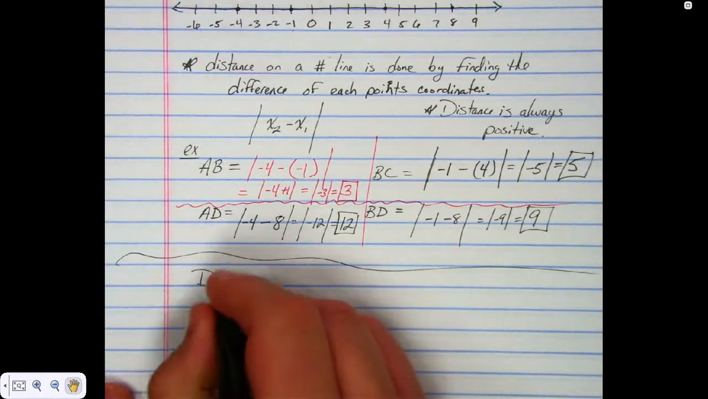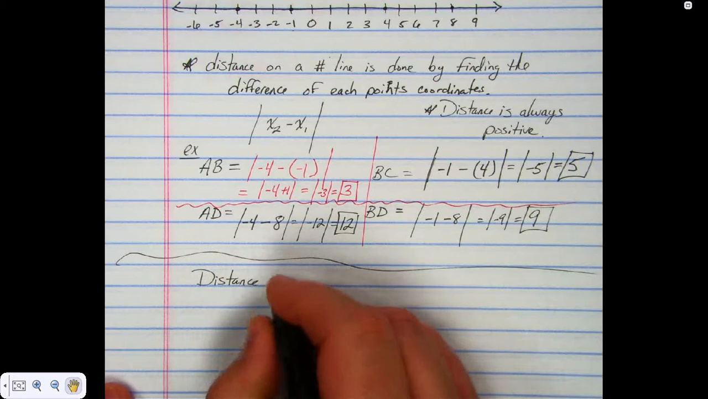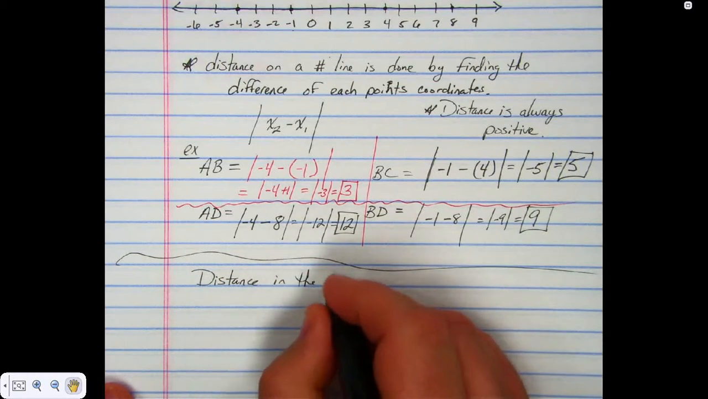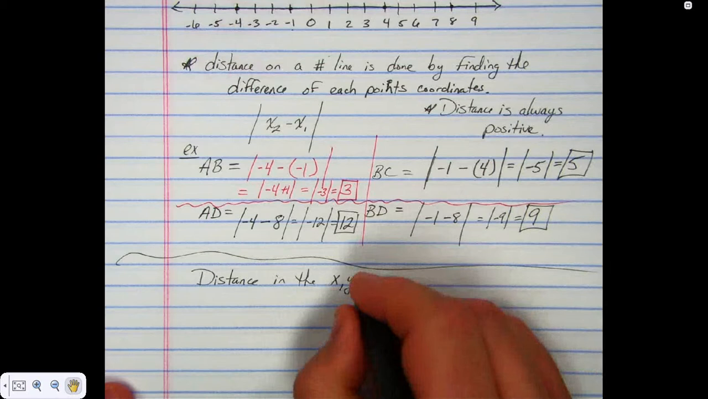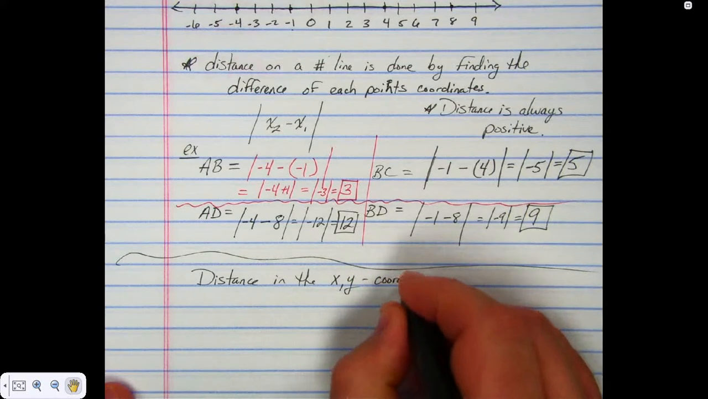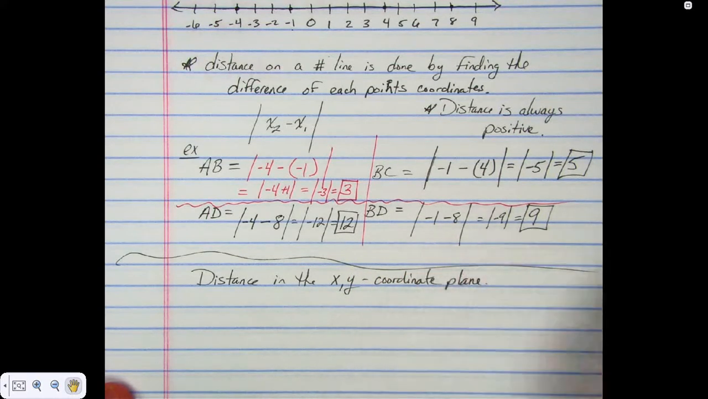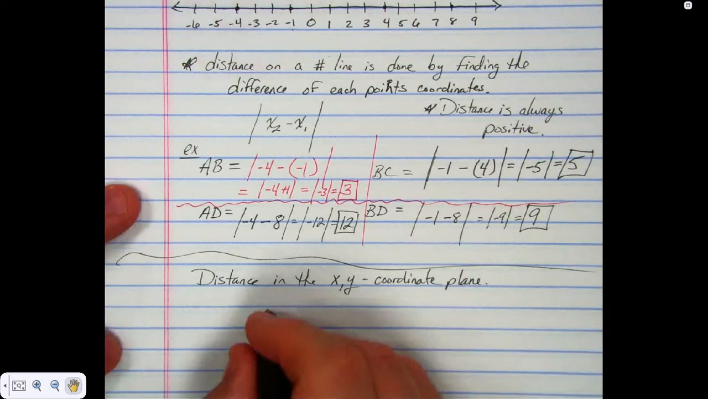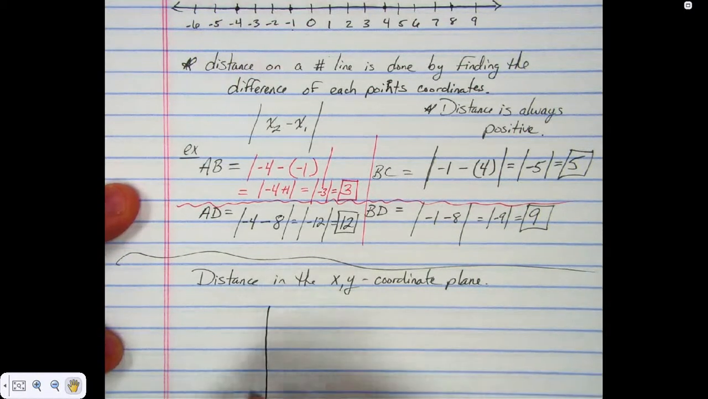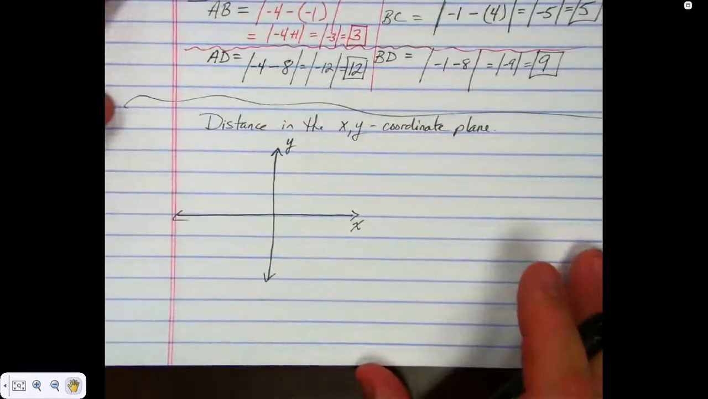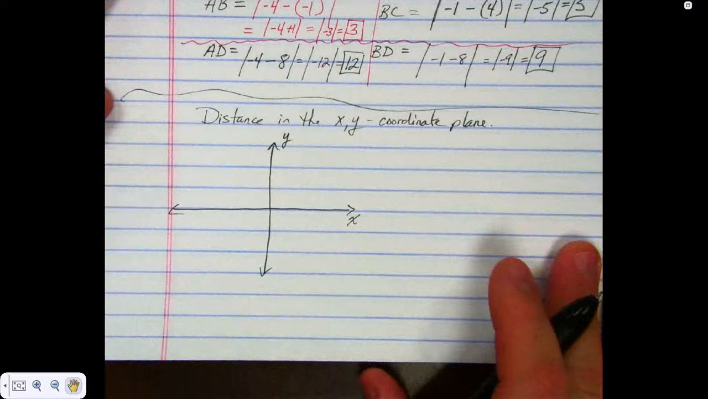Now this one's a little different. Distance in the X, Y coordinate plane. What's the difference here? What is the XY coordinate plane? Like a graph? Agreed. The grid, graph. X-axis, what? Y-axis. Would everyone agree with that? Yeah.